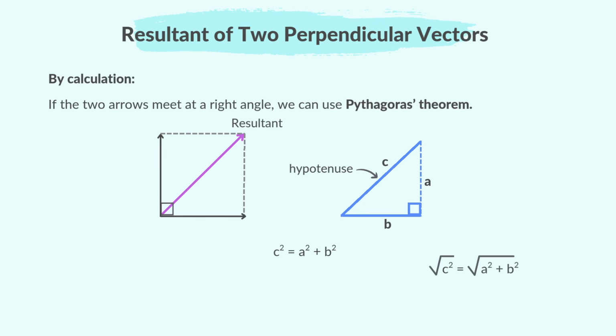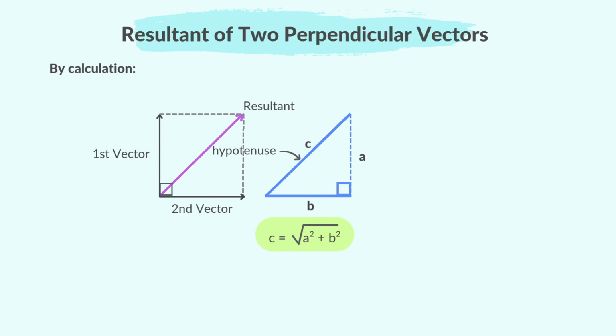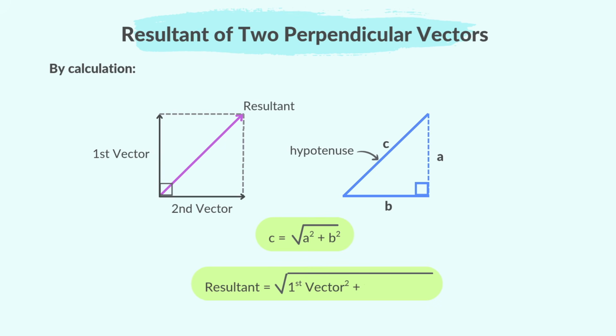Taking the square root removes the square. So we find the hypotenuse with the formula c equals the square root of a squared plus b squared. So a and b are the two perpendicular vectors, and c is the resultant, the diagonal. Therefore, the resultant equals the square root of the first vector, squared, plus the second vector, squared.